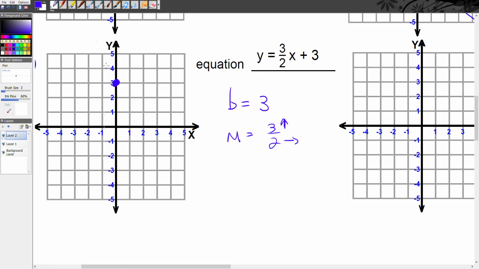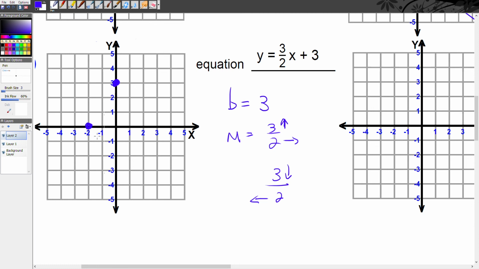So since I don't have room to move up 3, I'm going to have to go backwards, which means I have to do the opposite of up 3, right 2. What's the opposite of up 3, right 2? It is down 3, left 2. So from my y-intercept, I'm going to go down 3, 1, 2, 3, and left 2, 1, 2. And that places my new point.